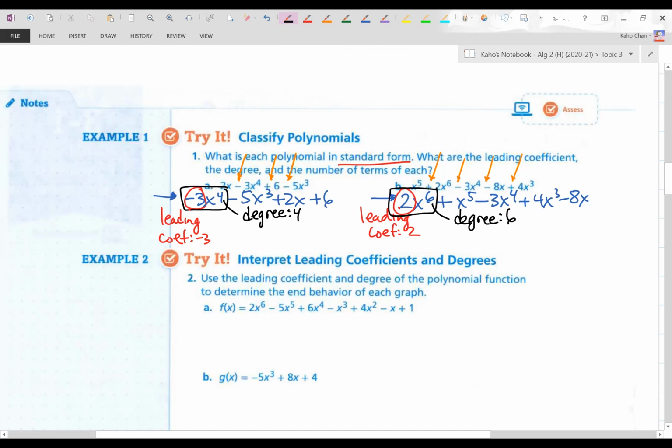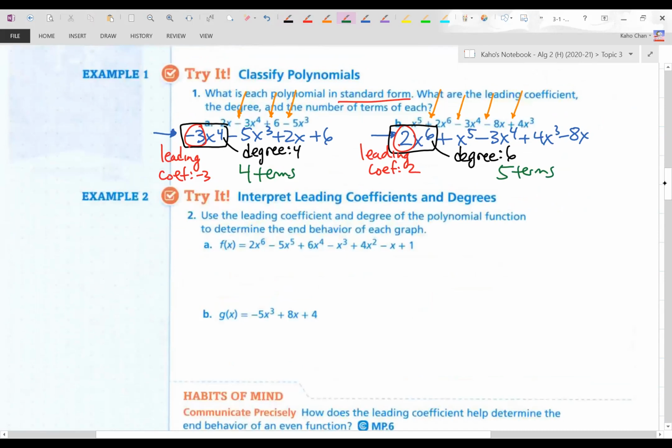And of course, the last question is how many terms are there? For the first one, of course, we have 4 terms. And the second one, we have 5 terms. And that's it. We're just describing things, all right? Okay. Any questions? Example 2, we're just going to do some more classification.